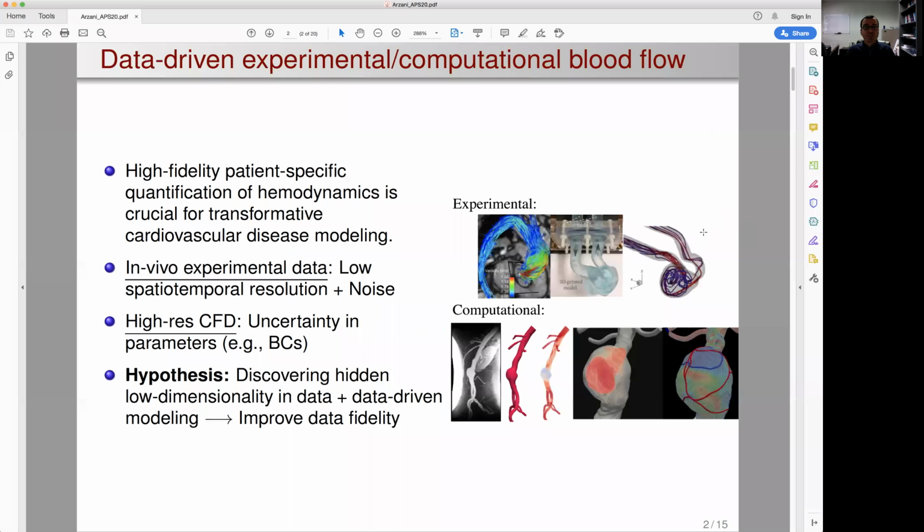Today I'm going to talk about data-driven blood flow modeling. High-fidelity patient-specific quantification of blood flow parameters and hemodynamics is really important in transformative modeling of cardiovascular disease.